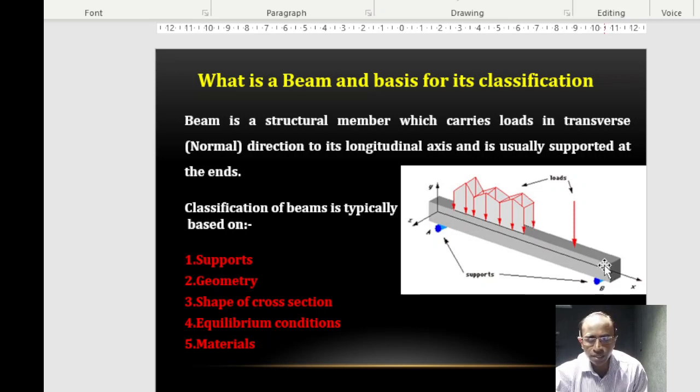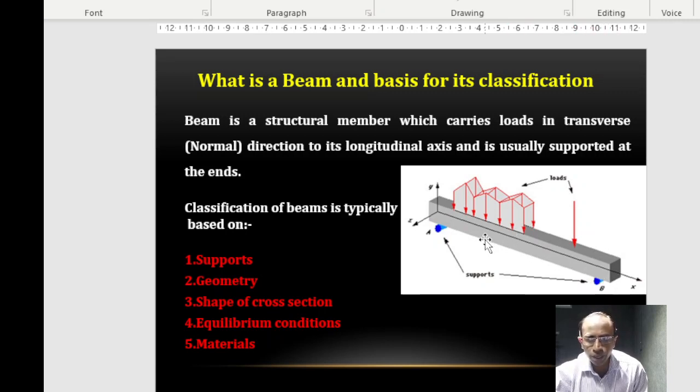That's all, as simple as that. A structural member which carries the loads in a direction perpendicular to the longitudinal axis of the member. This is the longitudinal axis direction, and the loads are acting in this direction. So they are normal, yes, they are normal. This is the direction of the longitudinal axis, this is the action of the loads, and this direction is perpendicular, right?